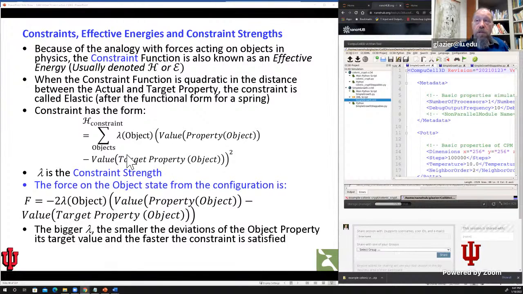The force for any constraint with this quadratic property is -2 times lambda, the strength of the constraint, times the distance between the target and the current value of that property. And what's wonderful about this is the further away we are from being satisfied, the harder the system will try to push us back. So it's always going to try to push us back to satisfy the constraint.